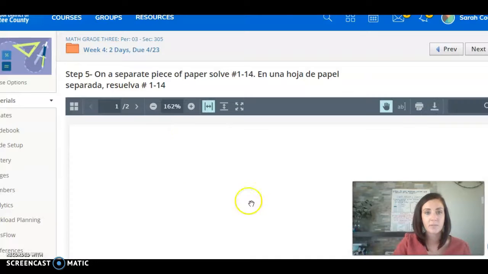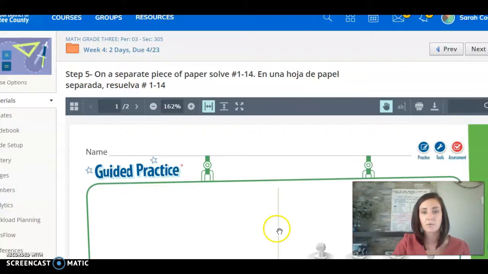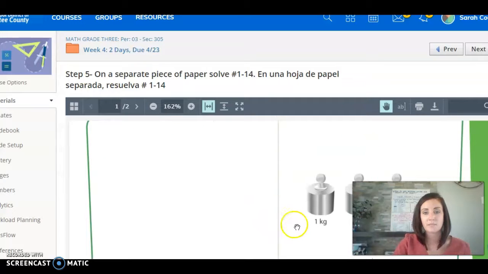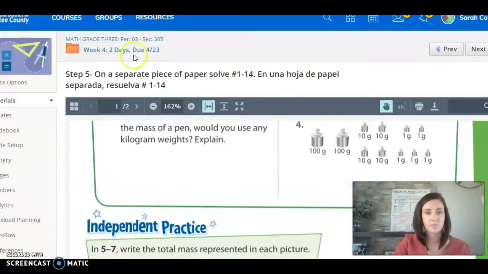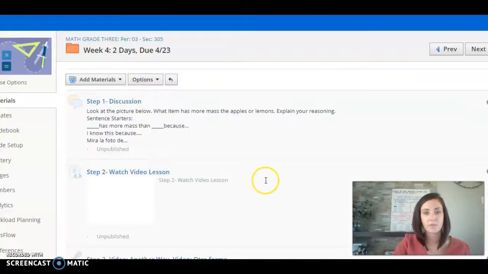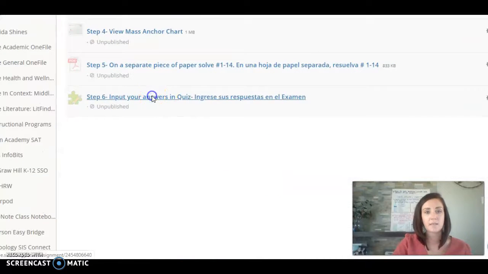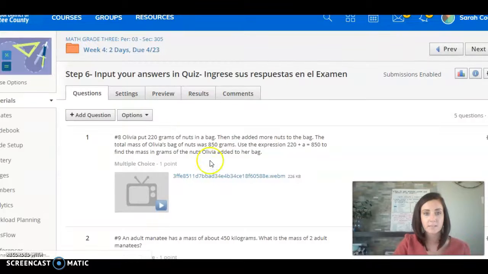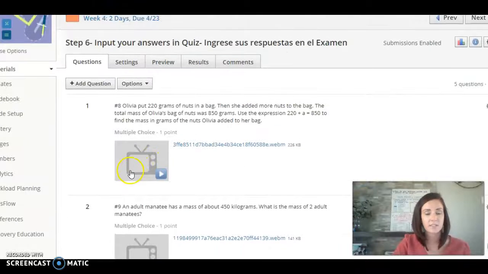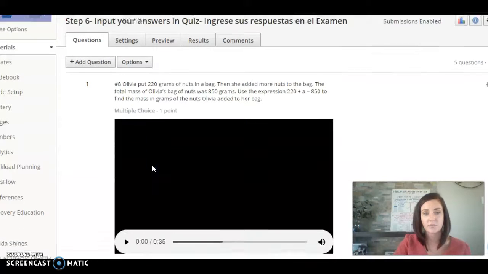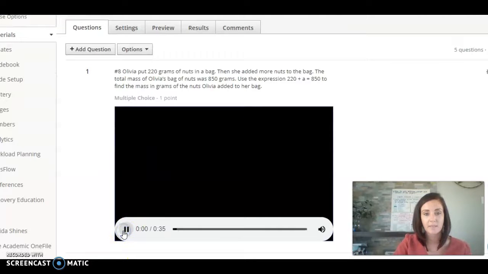So here on your independent practice, it says on a separate piece of paper, you need to solve number 1 through 14. Then when you're finished with that, go ahead and input your answers in the quiz. So you'll have 5 questions here. Now these TVs, just like the day before, it's going to read your questions and your answer choices for you. Just go ahead and hit play.